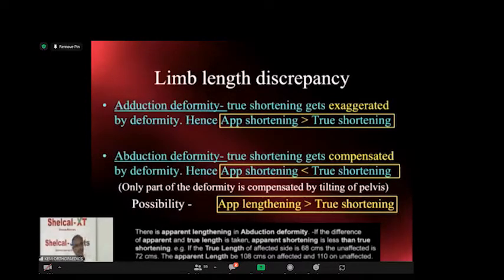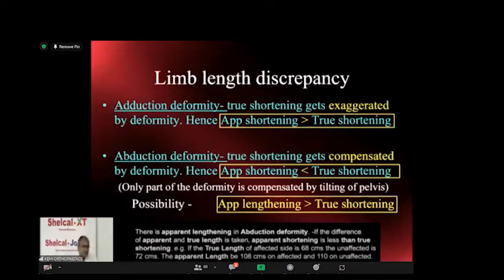But the problem is in abduction deformity. What happens in abduction deformity? First, the true shortening gets compensated by the deformity. Then the limb lengthens. Suppose there are 2 centimeters of shortening. While there is abduction deformity, first this 2 centimeter will get compensated, then there will be lengthening. So here the apparent shortening is less than the true shortening. But there is a possibility that apparent lengthening will be more than the true shortening. How will this happen? When there is more abduction deformity.